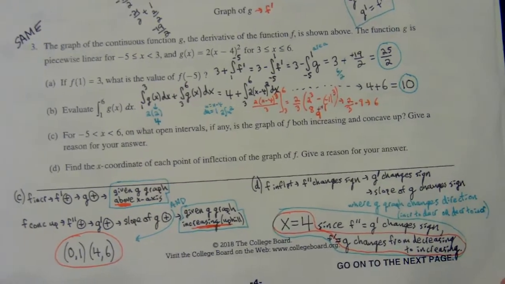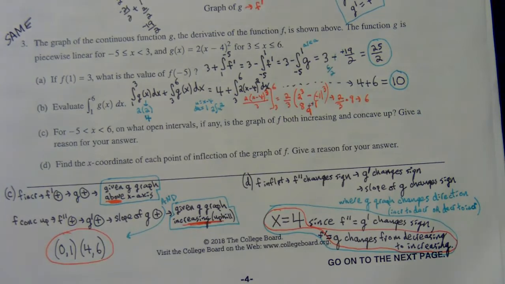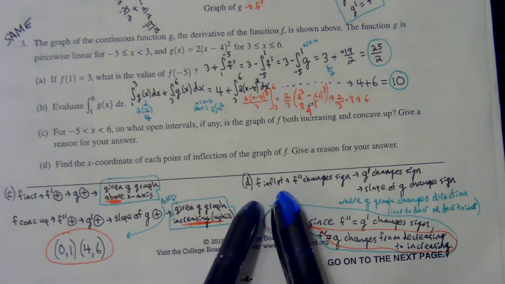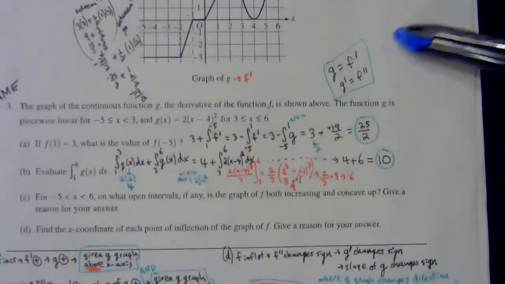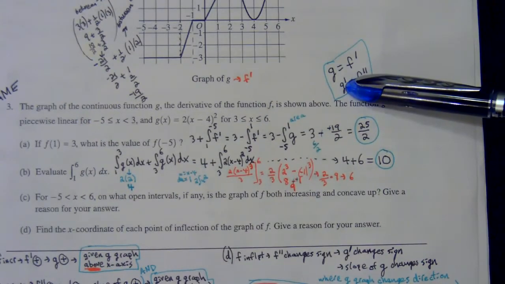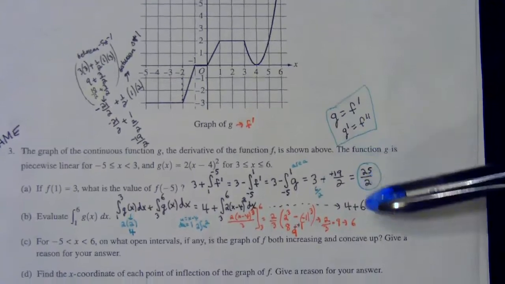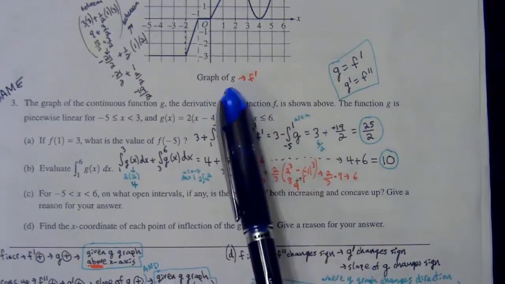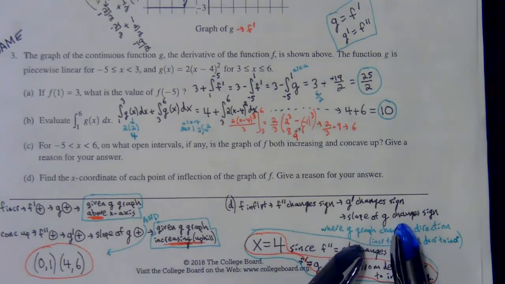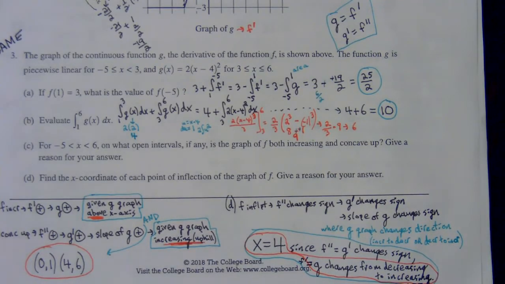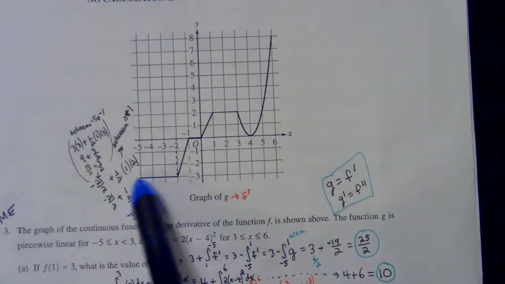And then the last part of that says find the x-coordinate of each point of inflection. We know F has an inflection point where F double prime changes sign. And we talked about F double prime is G prime. And then that G prime is the slope of that given G graph. So I want to know where the slope of that given G graph changes sign. That's the same thing as asking where does that given G graph change from increasing to decreasing or decreasing to increasing. That's it. All right. And so I know this is staying constant.